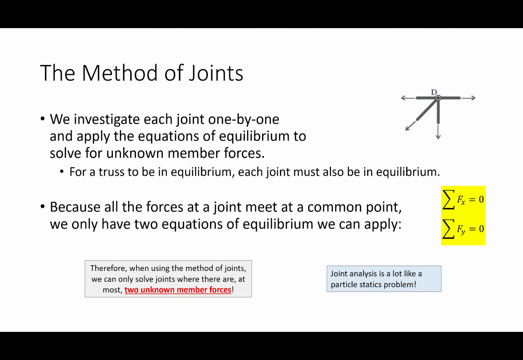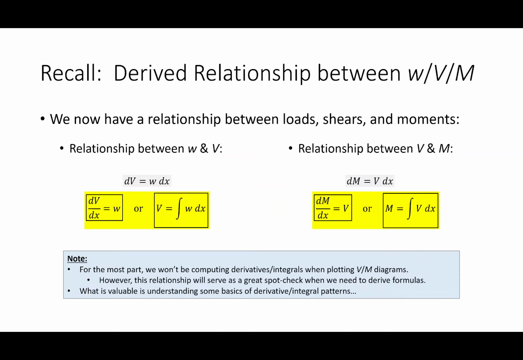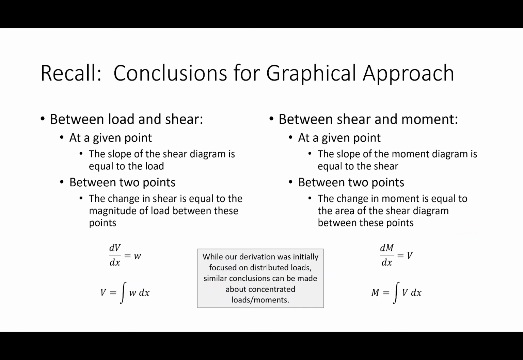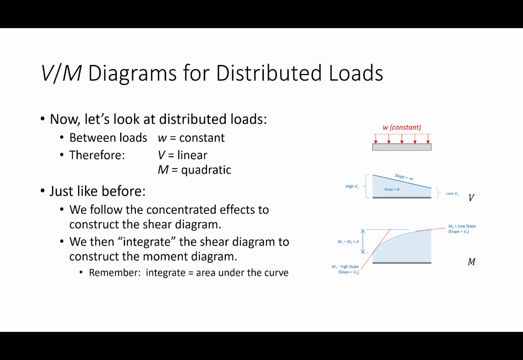Method of joints, remember you can solve a truss one joint at a time, but the joint must contain no more than 2 unknowns, because at a joint, you have a concurrent force system. All the forces are going through the same point, okay? Method of sections, it's a little bit more laborious to draw, but you can solve for 3 members at a time. Our relationship between load, shear, and moment, and then really the conclusions for the graphical approach, and really what that led to is how we deal with concentrated loads and how we deal with distributed loads. And that's the exam. That's what's on the exam.